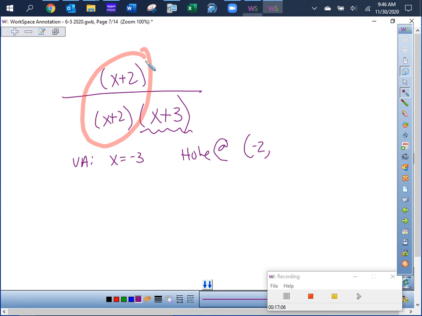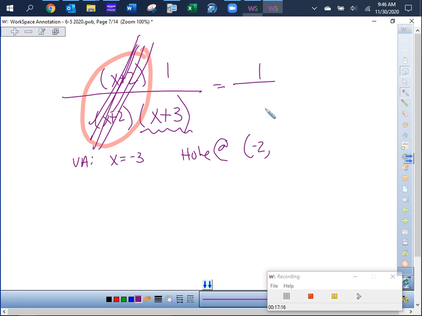Then we've got to substitute -2 back into the leftovers after we cross all that stuff out. Isn't there still a 1 left up here? All right, so I will have 1 over -2 goes in for x. So what do I get out of that? I get 1 back out of that situation. That is the hole at -2, 1.